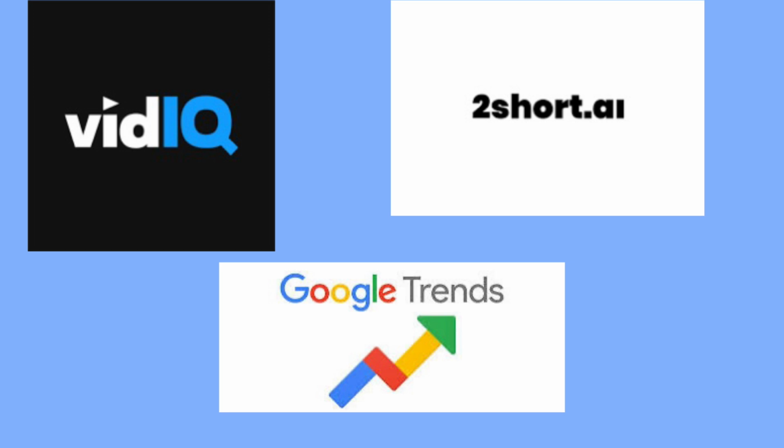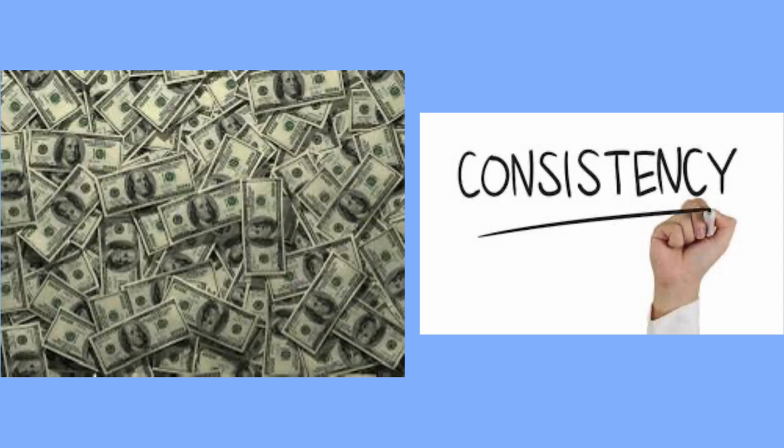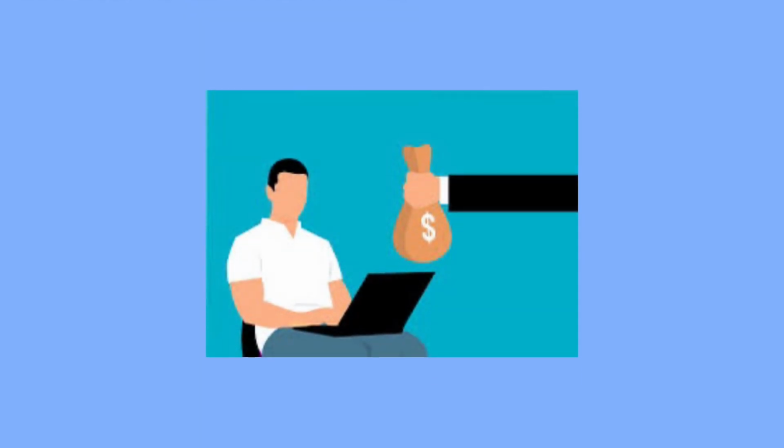Next thing you want to do is bookmark all of these tools on screen: vidIQ keywords, Too Short AI, and you want to bookmark Google Trends to find the best trending topics for your shorts. The key to becoming successful is to be consistent, so make sure to give at least 20 minutes a day to your YouTube channel and shorts.